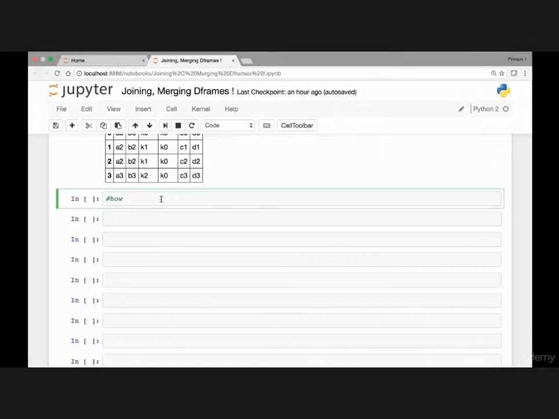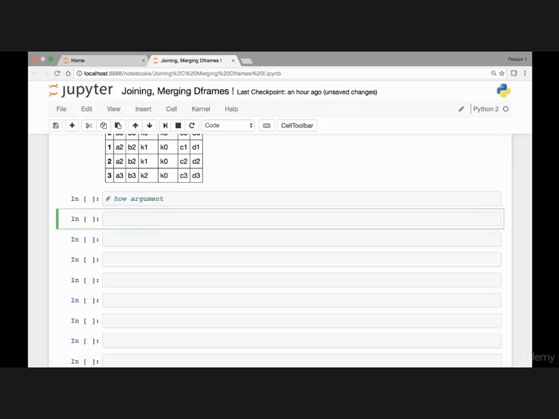Hello everyone and welcome. In this lecture we look at the how argument in merging data frames. So let's look at an example. We have pd.merge and then we'll be merging the left and right data frames, and in this lecture we look at the how argument, and this how argument can take one of the following four values.